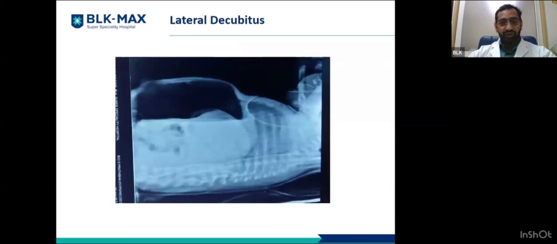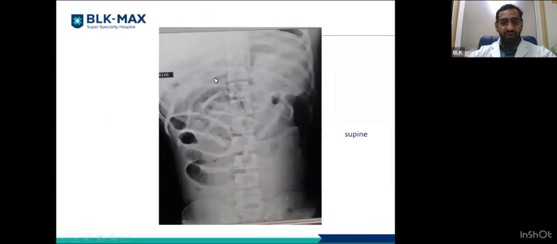This is a lateral decubitus film taken in a newborn baby. You need not have an erect view, and when you take a lateral decubitus film, there's a lot of air you can see here below the anterior abdominal wall.